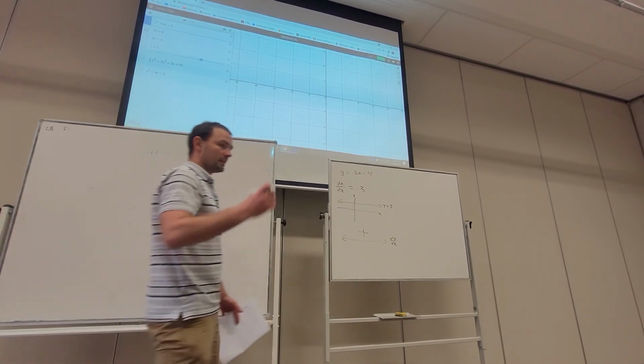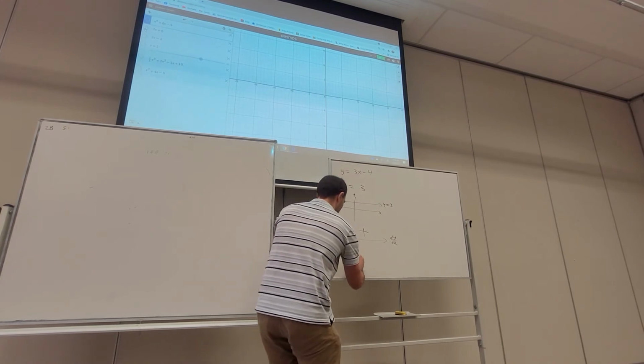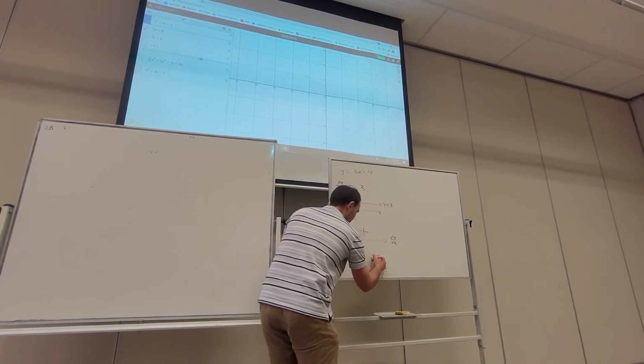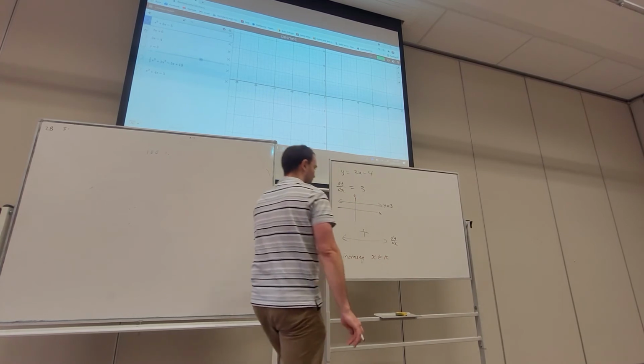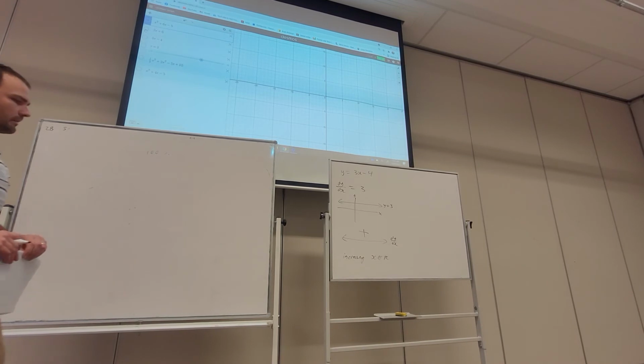which means the original function is always increasing. And so how do we write that? If it's increasing for all values, for all real numbers, x belongs to the set of all real numbers.